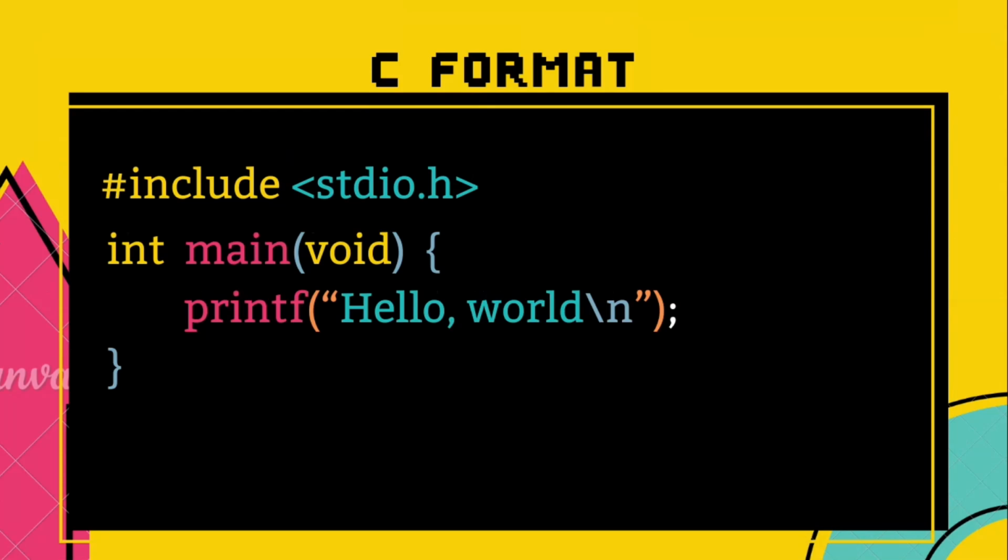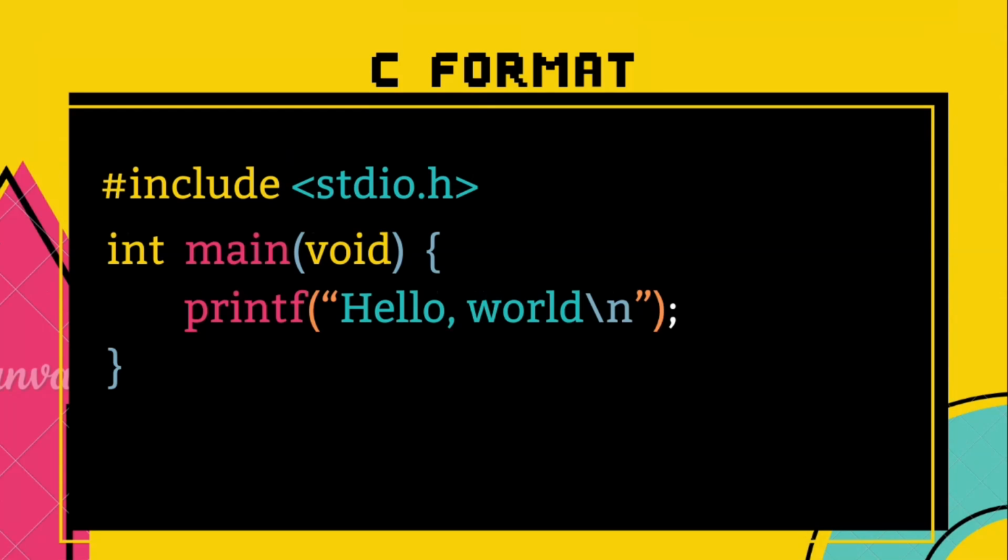Hash include is like the import function of the Python programming language. It imports libraries. Inside the angle brackets, you mention the name of the library that you want to import. In this case, stdio.h. stdio.h stands for standard input output, and the .h indicates that this is a header file. It is a header file in the C programming language used for standard input and output operations.